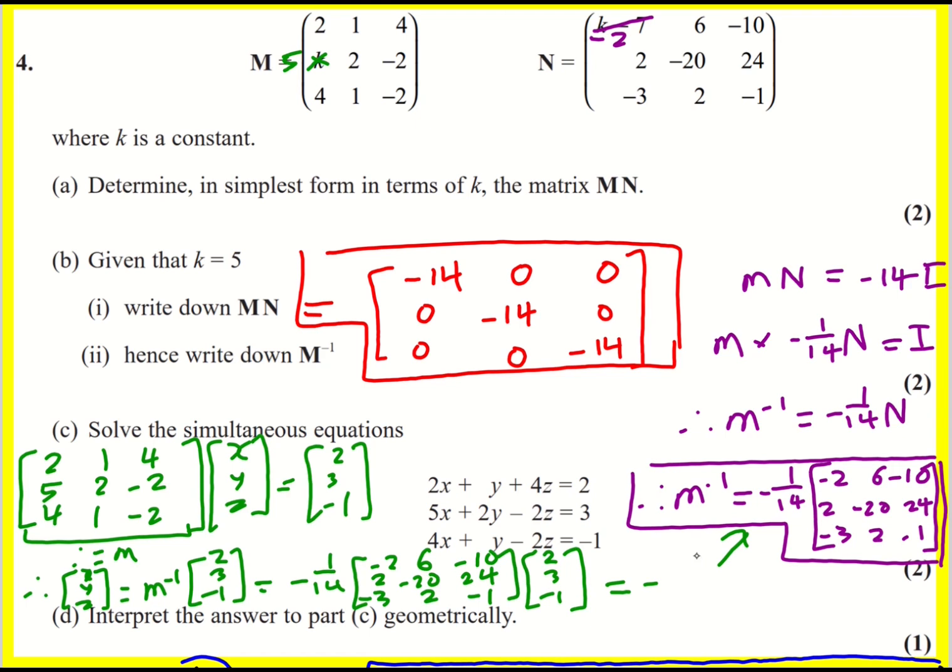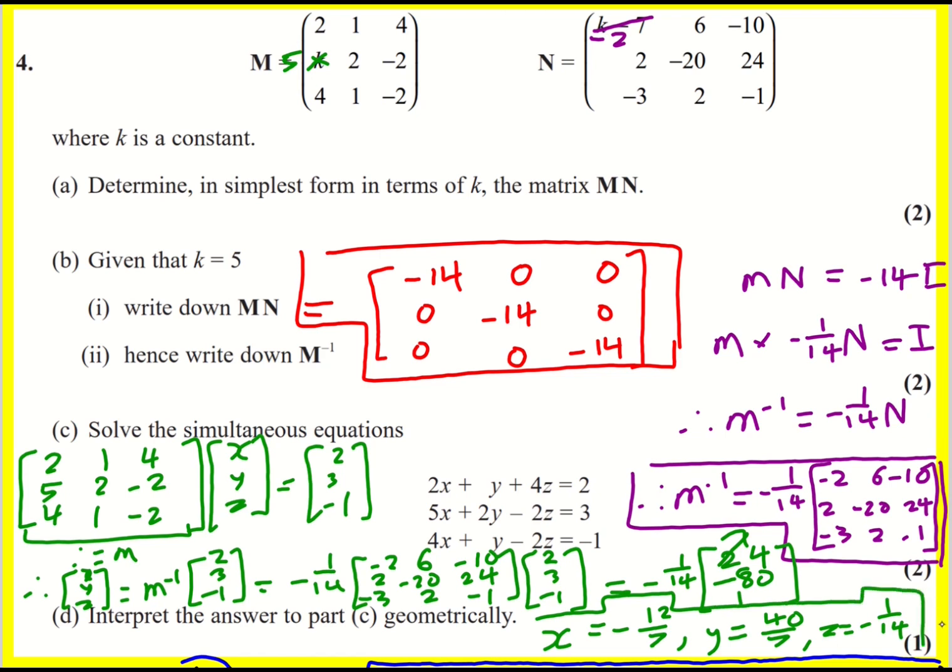But I'll tell you what it should give you: minus 1 over 14 times 24, minus 80, 1. And that means that x is equal to minus 24 over 14, which becomes minus 12 over 7. y is then 40 over 7. And z is minus 1 over 14. And there we are. So, a nice question on inverses. Hope you enjoyed it.